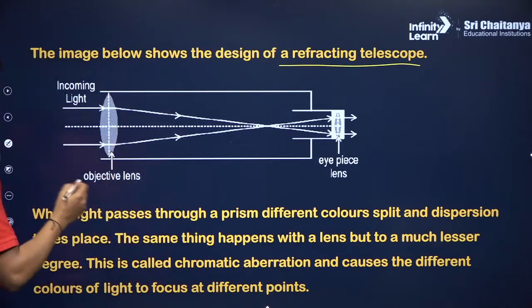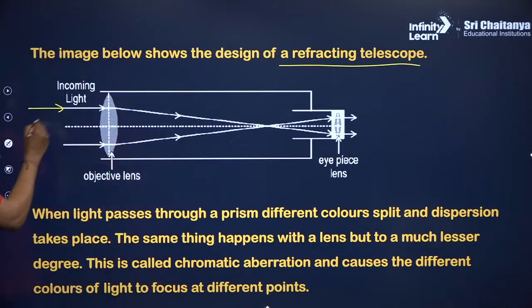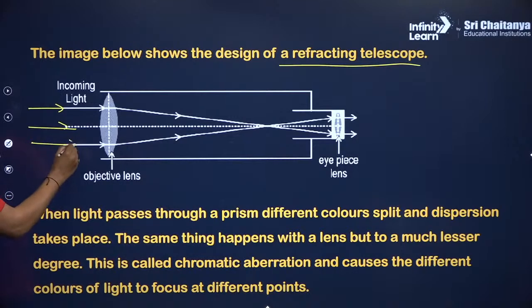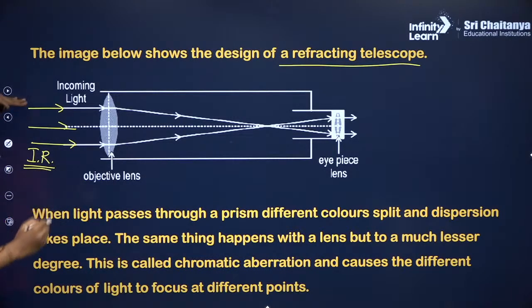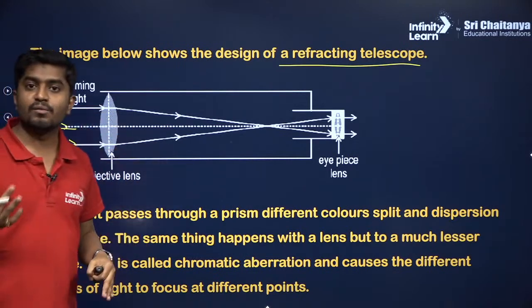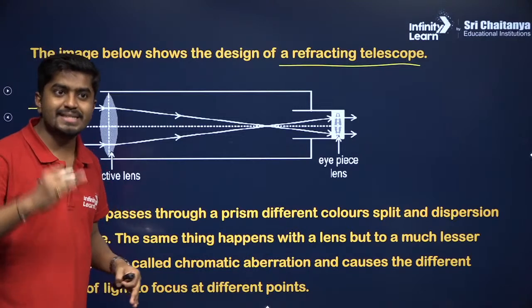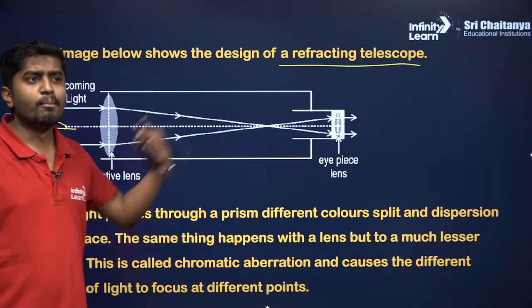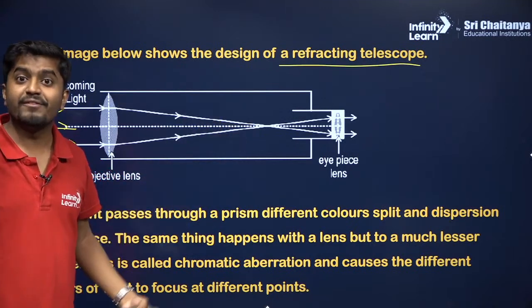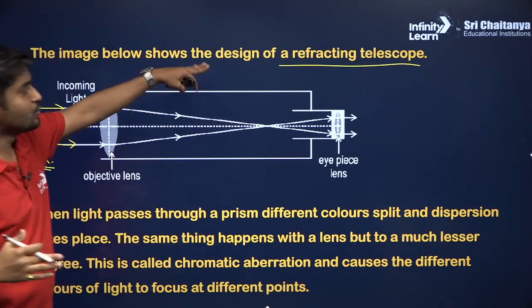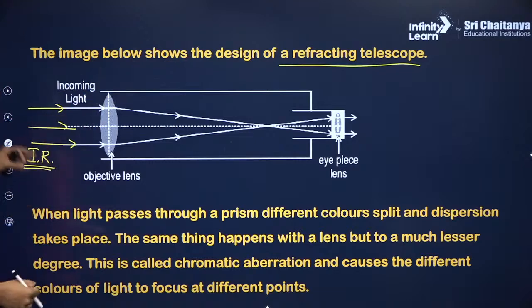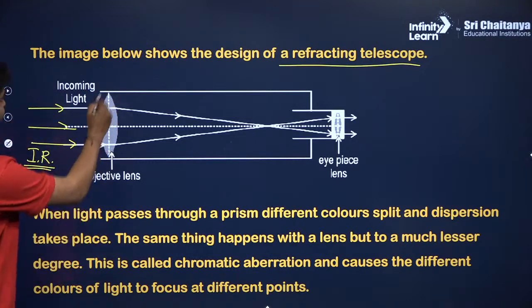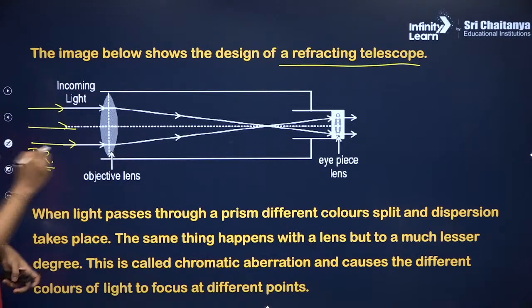Okay. So now these are the incident rays. Can you see? All these incident rays are parallel to each other. If the incident rays are parallel, what does it mean? The object is at infinity. The object is very far, something like the moon or stars, they are very far away. So that is why we use the telescope. Okay. So now, what type of lens is this? Convex.